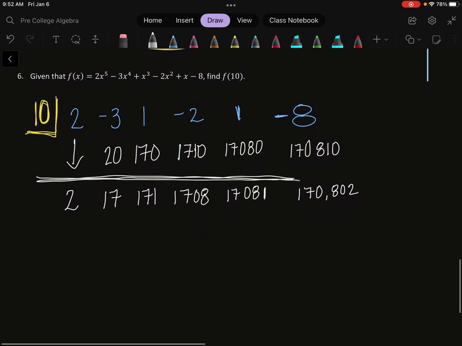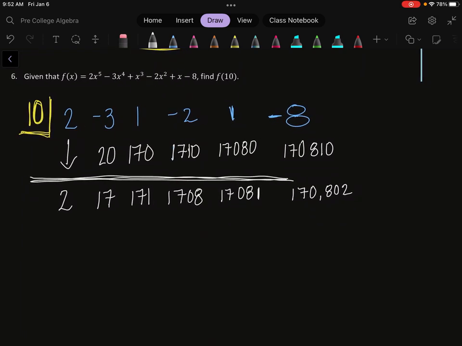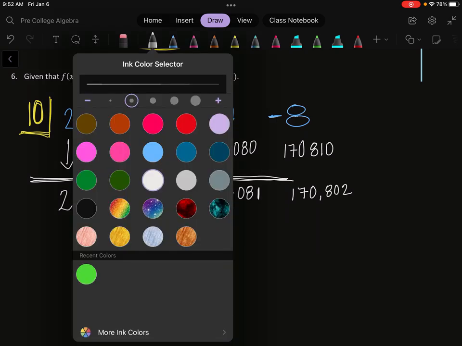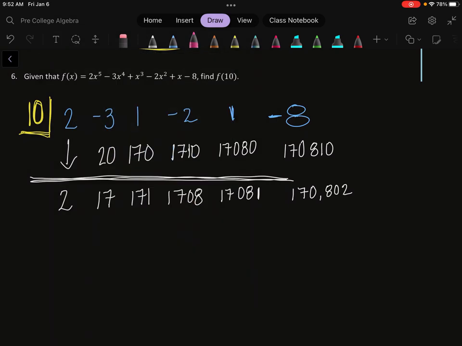So I also just want to be clear, what is f of 10? Let me finalize my answer here. f of 10 is 170,802. Okay?